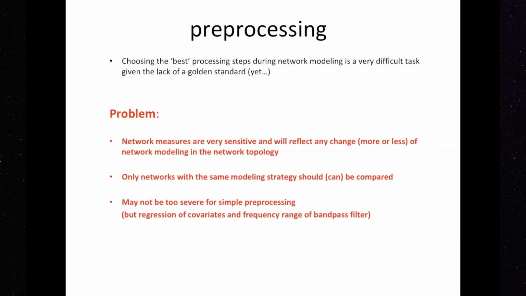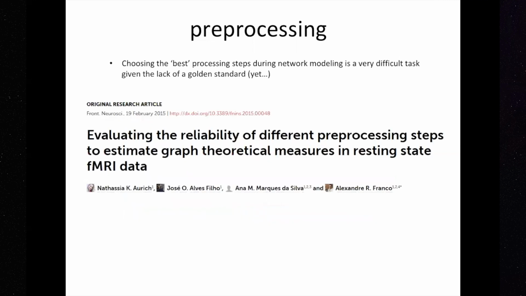The reason I'm telling you this is that network measures are very, very sensitive and will reflect more or less any change of network modeling in the network topology. This already starts with pre-processing. Only networks with the same modeling strategy should, and actually also can, be compared. It is important to say this may not be too severe for simple pre-processing, but it could be more severe for the regression of covariates or the frequency range of the bandpass filter that you apply to your functional data. So just to give you a little example.